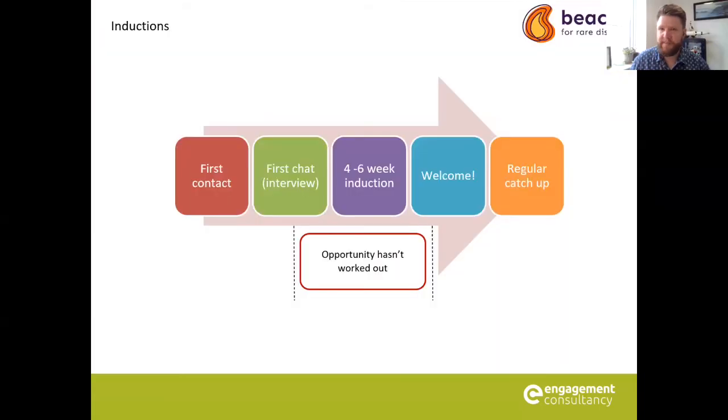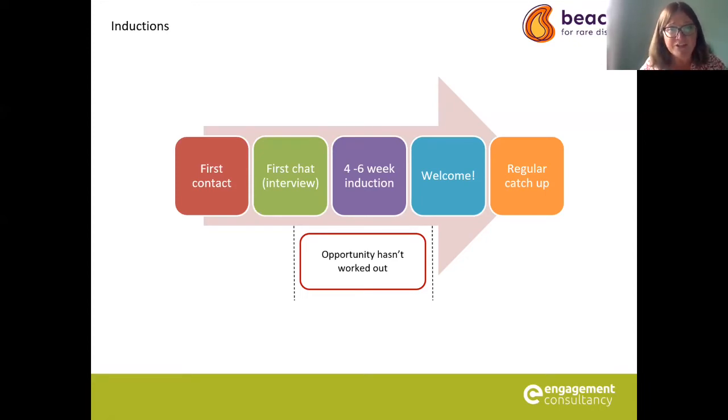Yeah, fantastic. Okay. So again, induction, we've laid it out in the stages that it has, but it's going to be very, very dependent on what the role is. So we've got the first contact, followed by an interview or first chat, followed by maybe a 4 to 6 week induction. Welcome, they've finished. So they've finished their induction, they're a fully fledged volunteer, and then from there on in, it's just regular catch-ups and checking in, making sure that motivation is still being met.